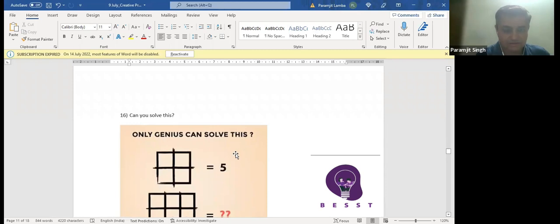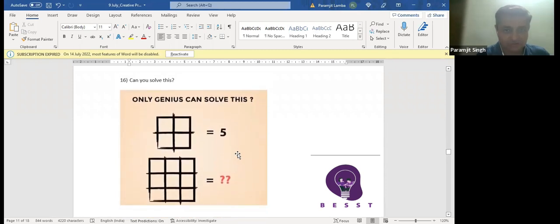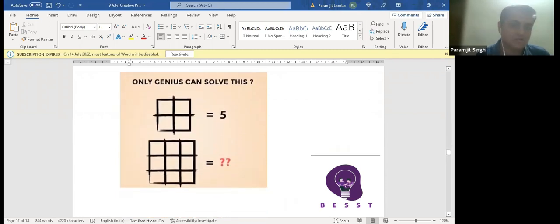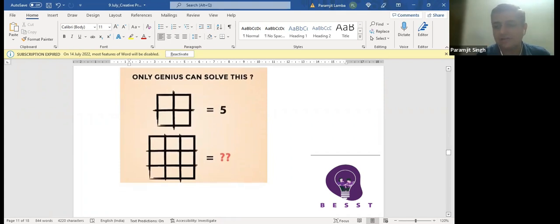As we come toward close of today's session, can you solve this? It says only geniuses can solve this. And if you can solve this, you can consider yourself a genius. Devansh, Vilakshya, Navneet, Toshiba, Falguni, Khushi, your answer is absolutely correct. It is the number of squares in this square.